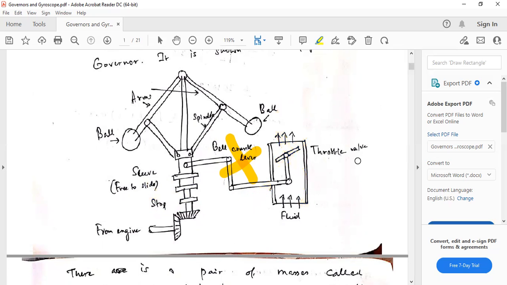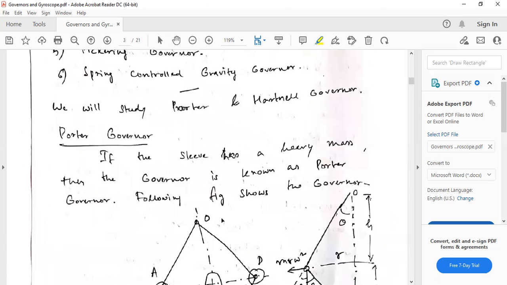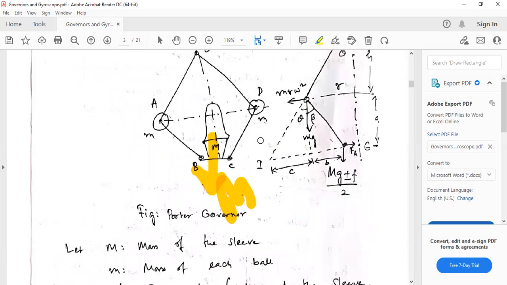Because of this sleeve, now Mg is always downward, so we take it as positive. If we take downward force as positive, then when friction becomes downward, that will be positive, and when the sleeve moves up, friction will become negative. So we write Mg plus minus friction. This is the total force acting at the sleeve.